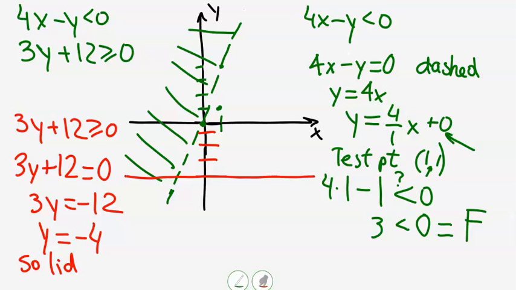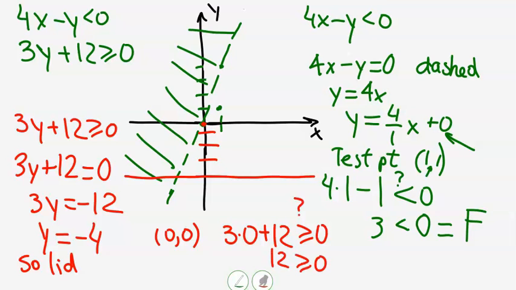Okay, very good. So now we need to decide, do we go up from this line or do we go down from this line? Can we take the 0, 0 point again as a test point? Yes, we can. It's not on the line, it's here. So let's try. What do we need to write? 3 times 0 plus 12. Will it be greater than or equal to 0? So this means 12 is greater or equal to 0, which is true. So we're moving up from this line.